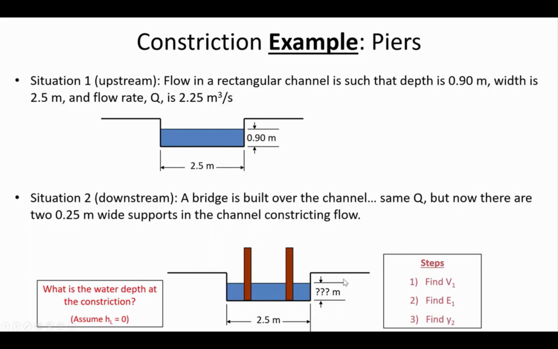You see these question marks here? That means we don't know the depth. It used to be 0.9 meters beforehand, but the steps that I suggest you go through is, first of all, find the velocity at 1, because we know Q and we know A, so you can find the velocity and find the specific energy at 1. Specific energy is the depth, y, plus the velocity head. And then find y2 by setting the specific energy at 1 equal to the specific energy at 2.